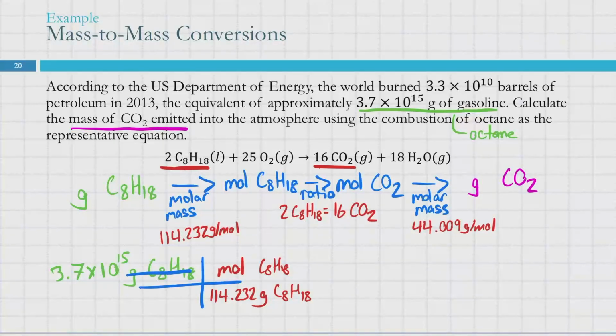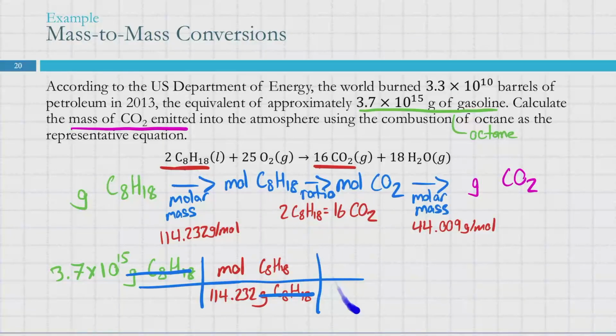So our grams of octane cancel because we've got one on the top and one on the bottom. The units that we have at this point are moles of octane, and that's what we wanted based on the solution map that we set out at the start. So we're on track. Then we have to use our ratio. Our ratio: 2 octane turns into 16 carbon dioxide. We have octane. We're going to carbon dioxide.